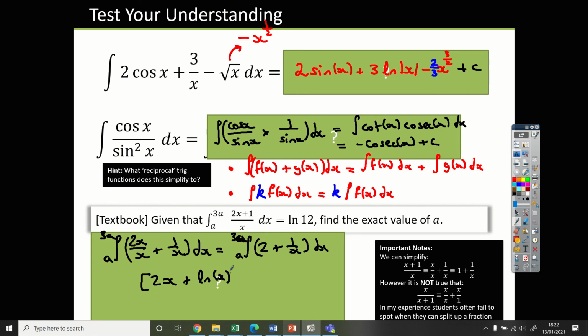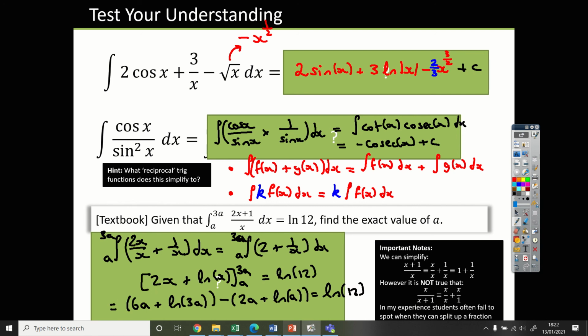I'm going to not put the bars this time because I don't need them. 3a. That's notation, remember, we put the upper bound on top and the lower one on the bottom, sub them in, and then we know it also equates to ln of 12. Okay, so let's see what we get on the left side. We get, right, 2 times 3a is 6a. We get ln of 3a, and that's everything in with 3a, and then you subtract, and then you stick a in, you get 2a, and then you get plus ln of a, and that equals ln of 12.